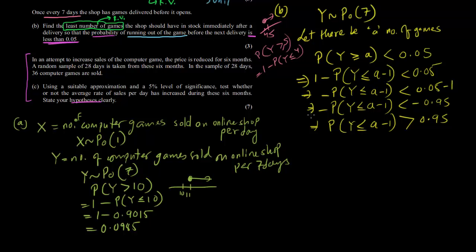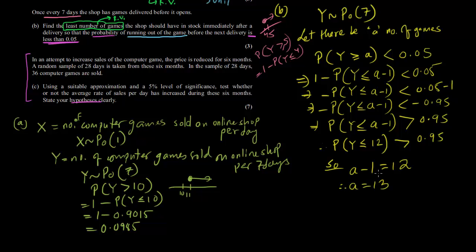So we got it. So what we have over here is therefore the probability of Y is less than or equal to 12. Whatever that is, it would be greater than 0.95, and we know what that value is. So that means a minus 1 is equal to 12. Therefore, a equals 13. So we found the least number of games they should have. They should have at least 13 games or more.